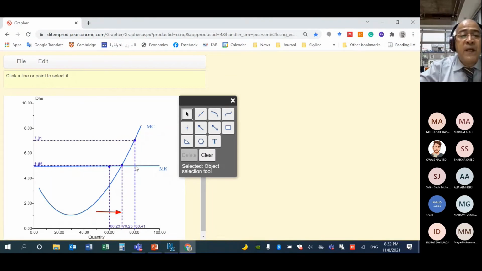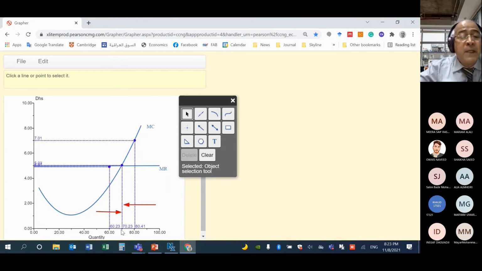If he produces this kilo of tomatoes, what will happen? The increase in total cost will be more than the increase in total revenue. So the profit will decrease. So it's better not to produce this kilo. So what is the conclusion? As long as marginal cost exceeds marginal revenue, the producer should decrease output. So 70 is the optimal level of output.